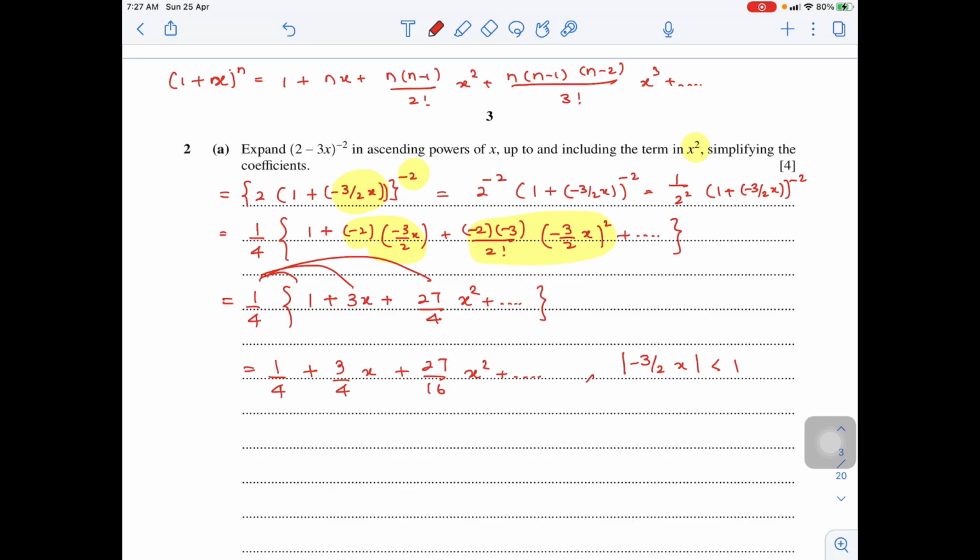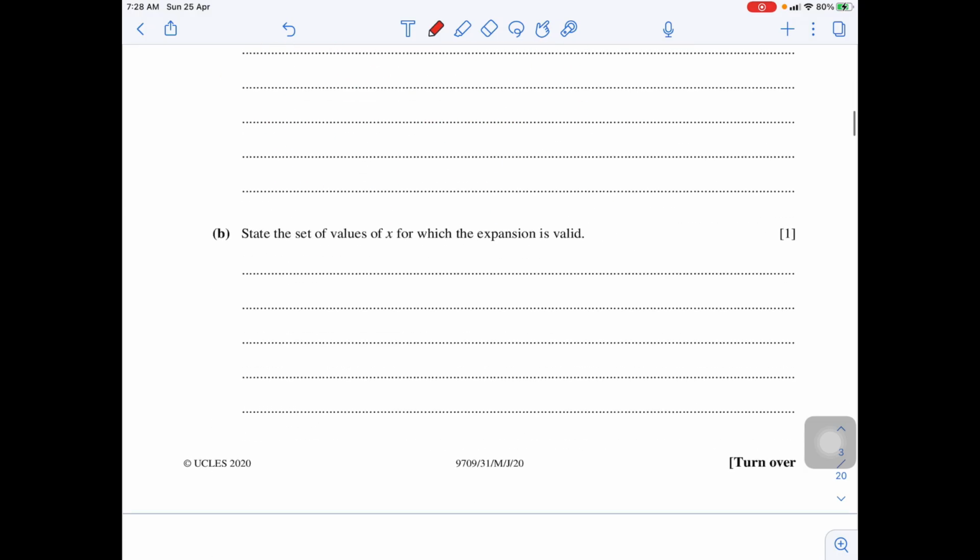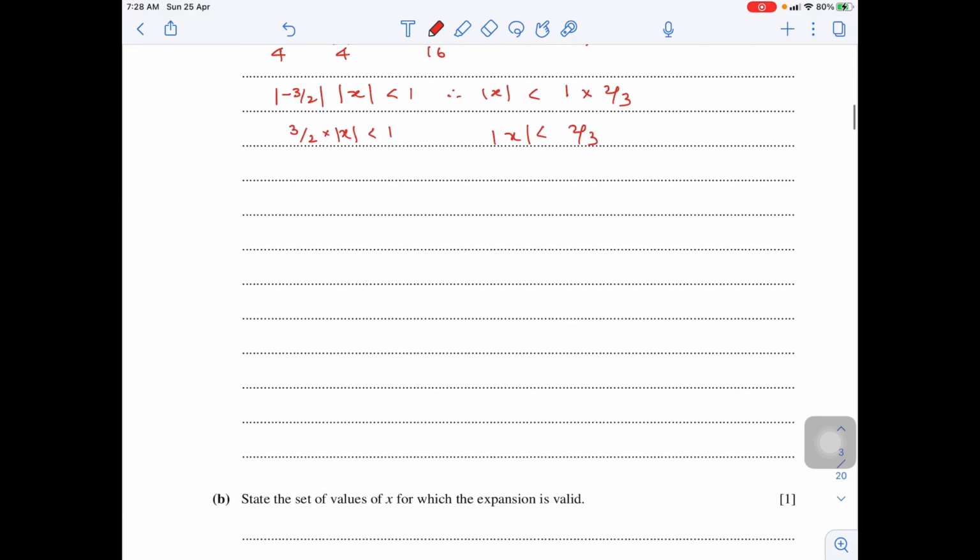Remember to write the condition. Modulus of x is, here the term is negative 3 over 2x, so negative 3 over 2x is less than 1, which means modulus of negative 3 over 2 times modulus of x is less than 1. So modulus of x is less than 1 times 2 over 3, because modulus of negative 3 over 2 makes it positive like this. 3 over 2 times modulus of x is less than 1. So modulus of x is less than 2 over 3.